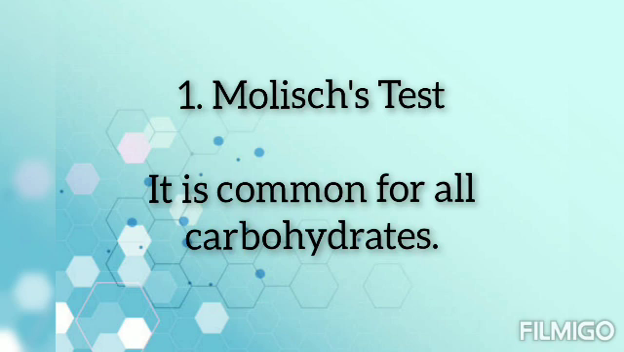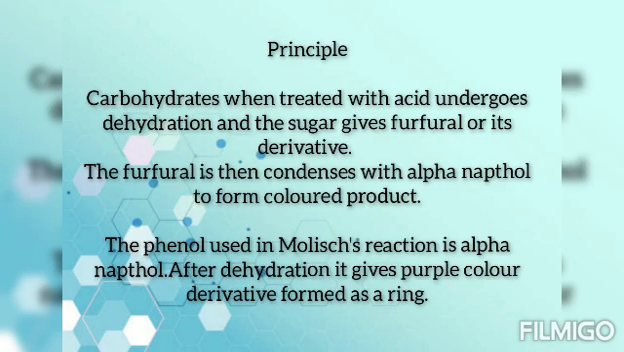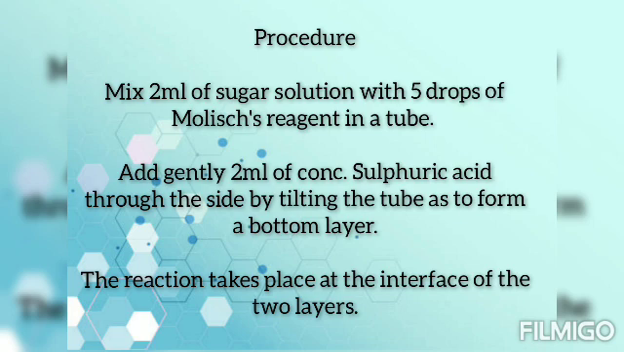First, Molisch test. This test is common for all carbohydrates like monosaccharide, disaccharide, as well as polysaccharide. Principle: the carbohydrates when treated with acid undergo dehydration and the sugar gives furfural or its derivative. The furfural then condenses with alpha naphthol to form a colored product. The phenol used in the Molisch reaction is alpha naphthol. After dehydration, it gives a purple color ring at the interface.